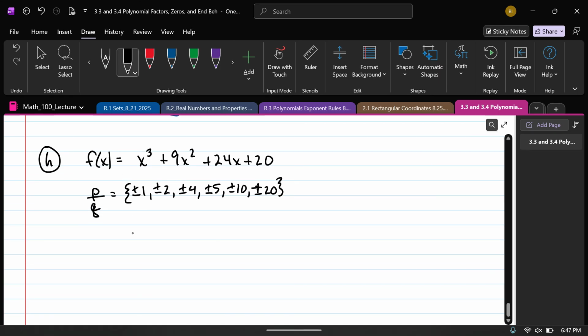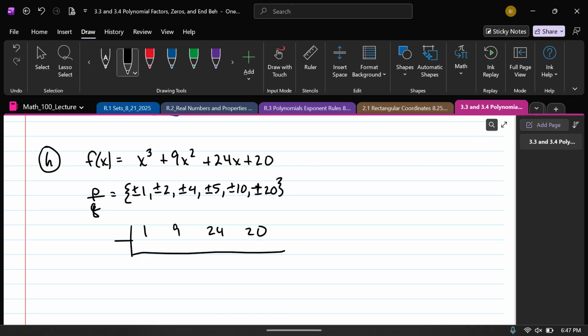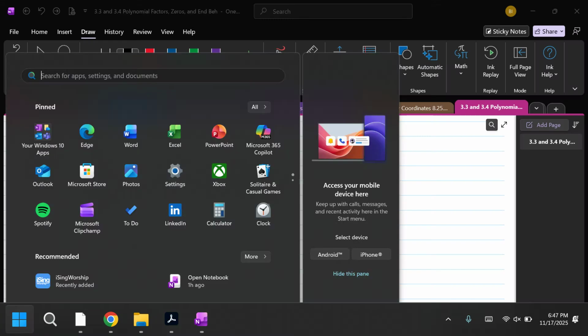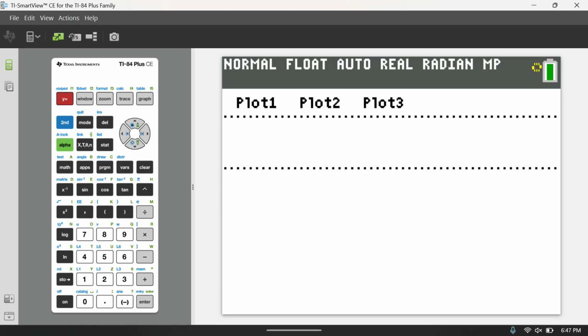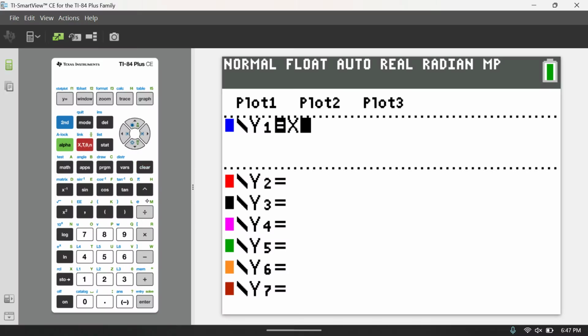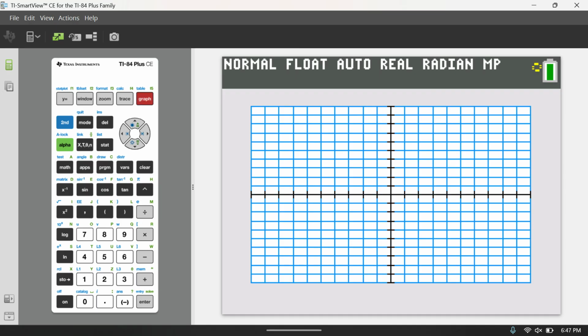So set up your synthetic division: 1, 9, 24, 20, and graph that thing and see where you start. We have x raised to the third plus 9x squared plus 24x plus 20. We're hitting graph. So we're hoping it lands in some good spots.